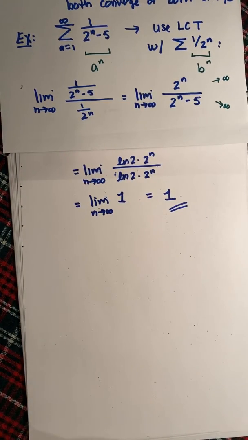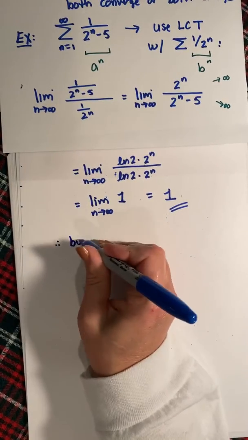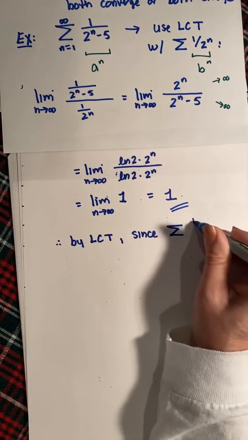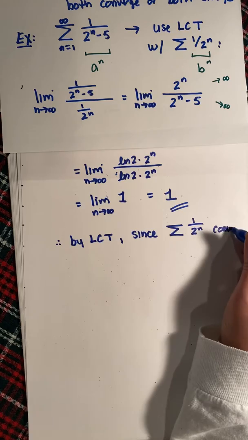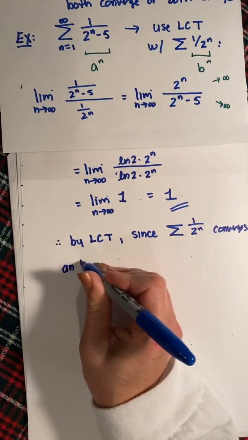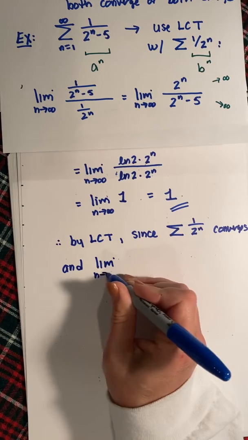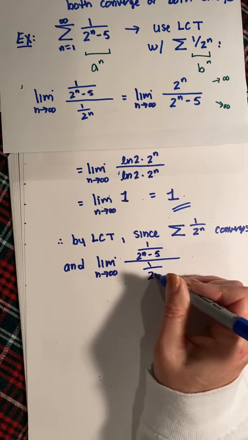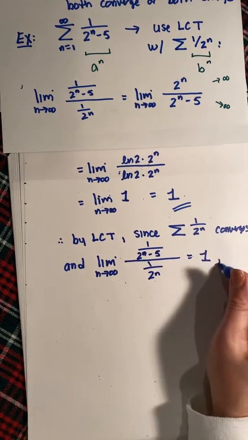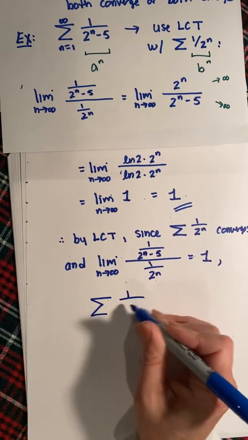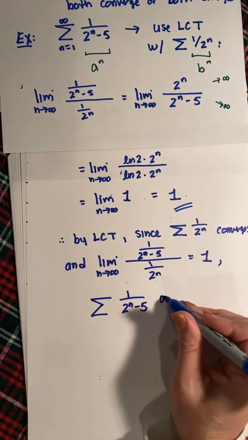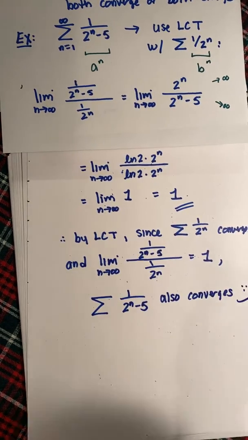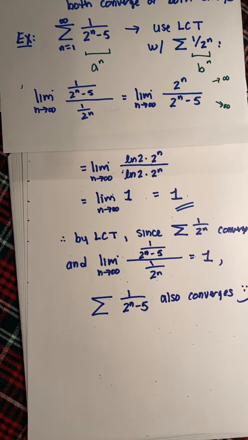So by the limit comparison test, since 1 over 2 to the n converges, and this limit of 1 over 2 to the n minus 5 over 1 over 2 to the n equals 1, we can conclude that 1 over 2 to the n minus 5 also converges. There we go. Limit comparison test.